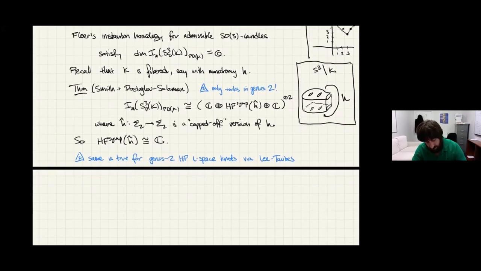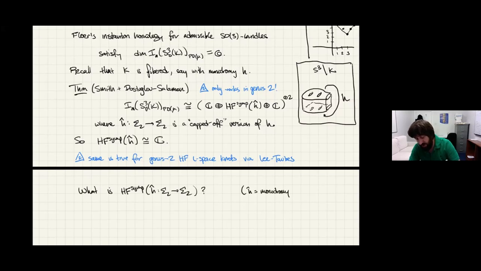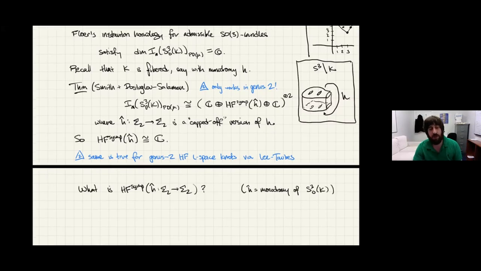So, all right. The question is really, well, first of all, what is the symplectic Floer homology of this genus 2 mapping class that's supposed to be the monodromy of, it's the monodromy of the fibration of the knot complement that's been capped off. You can think of this, if you like, as the monodromy of the zero surgery, which is itself a fibered manifold.